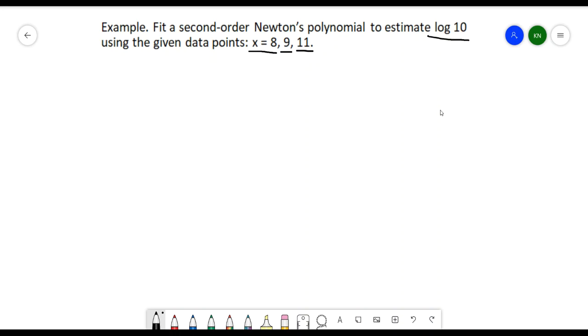Given these data points, these are the values that we'll be using for x sub 0, x sub 1, and x sub 2. As you can see, this is a second order Newton's polynomial, so later on we'll be solving for the second order of our polynomial. First, x sub 0 is equivalent to 8. x sub 1 is equivalent to 9. x sub 2 is equivalent to 11.